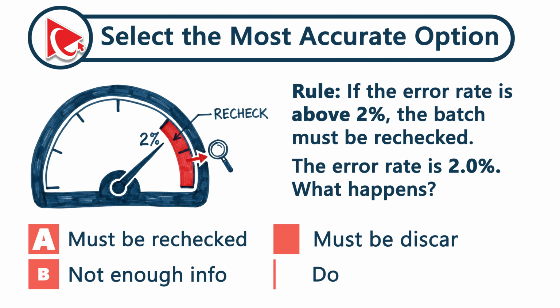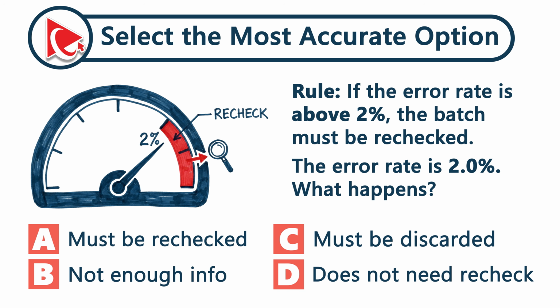The rule is, if the error rate is above 2%, the batch must be rechecked. The error rate is exactly 2%. What happens?